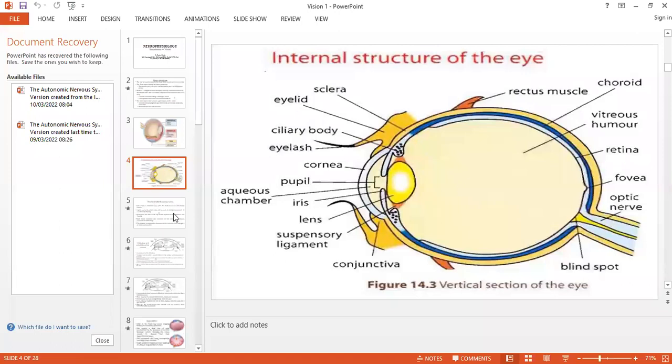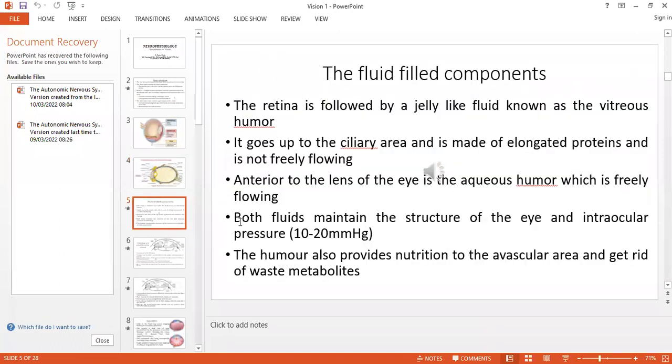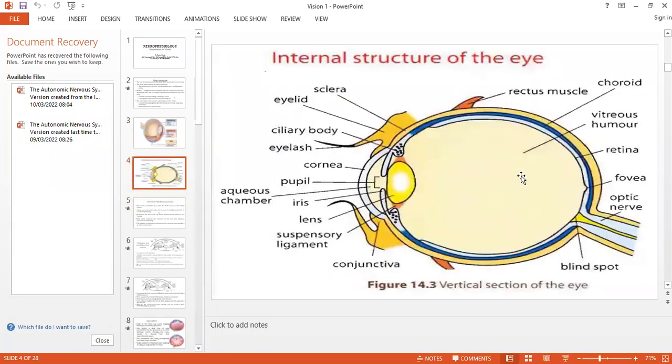All right, thank you. So now when we talk about the fluid components, the retina is followed by a jelly-like fluid known as the vitreous humor. Basically what is here, I already talked about it. We'll just add on one or two things. I believe if you are lost, what they're trying to talk about is this. This is the vitreous humor and this is the retina, okay?